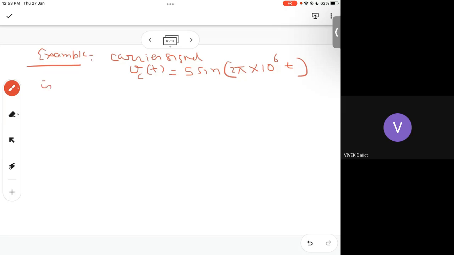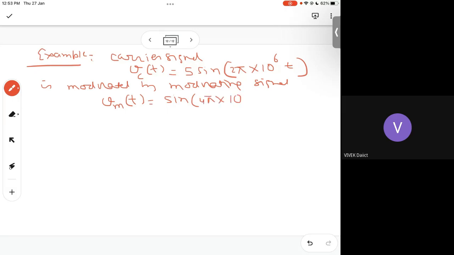So I've got a carrier signal and it is modulated by a modulating sinusoidal signal only. Right now I'm assuming sinusoidal, which is given as VM(t). Let's say it is given as sine 4 pi into 10 to power 3 t. Okay. So this is the one. So my question is, what is the expression for the resulting AM signal?